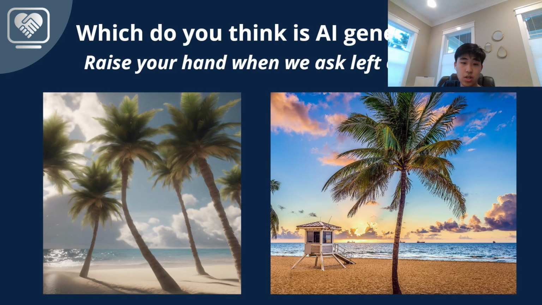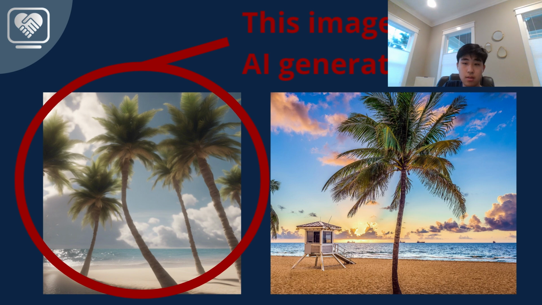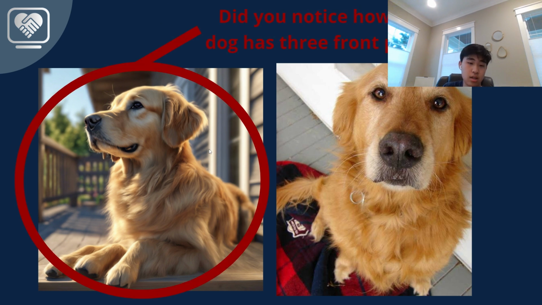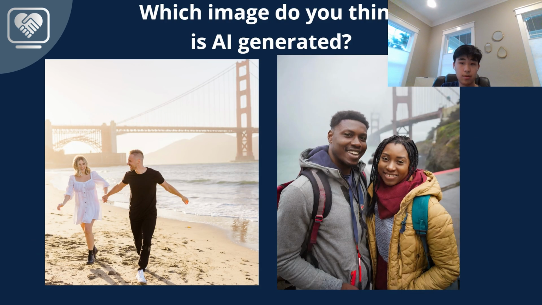So for those of you watching, if you want to maybe take a look at these images and consider which one you think is AI generated. As you can see, the one on the left is AI generated. Okay, and then between these two images, if you have a guess as to which one is AI generated. So it's the one on the left, and as you can see, it has three front paws, which most normal dogs don't have. So that's one detail that you can notice to identify the AI generated image.